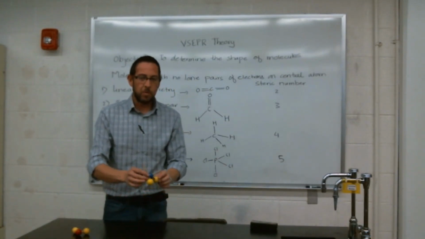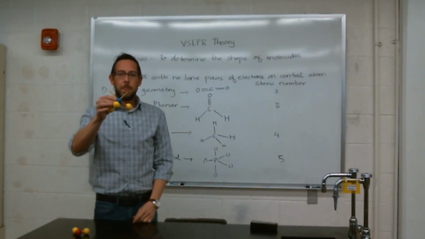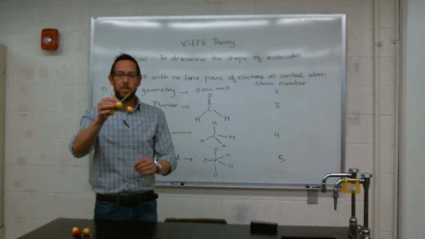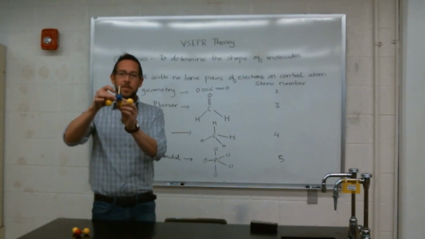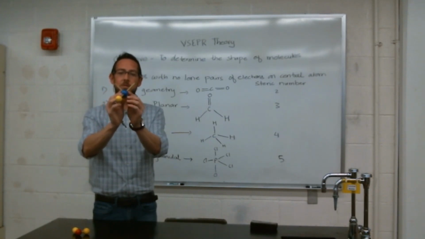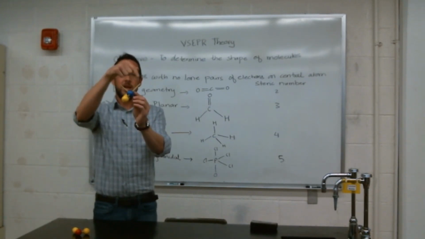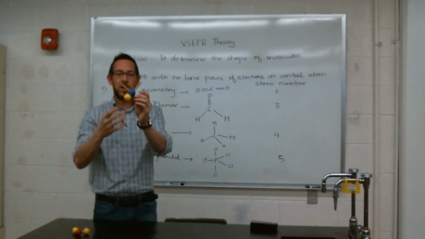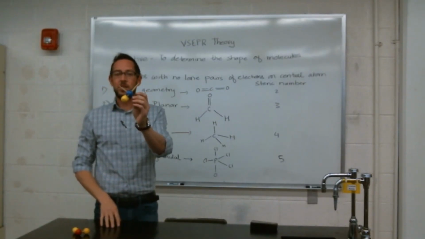The next example is ammonia, which also has a steric number of 4. Here, we have 3 atoms connected to our central atom, and these 2 sticks representing 1 electron each, showing that we have an overall configuration of trigonal pyramidal.